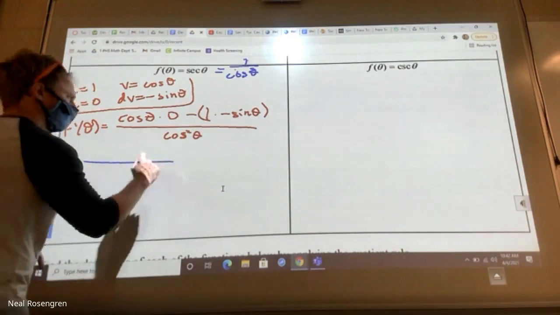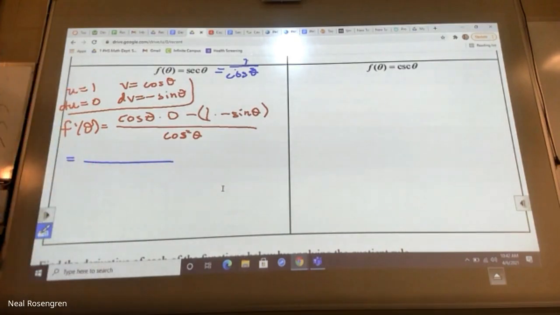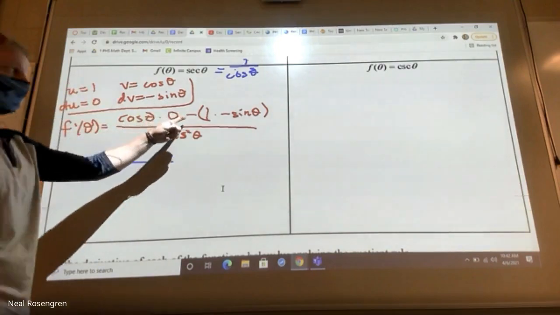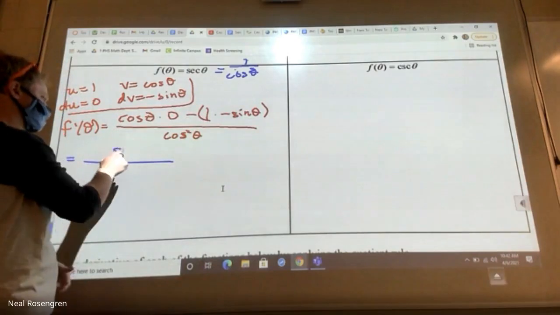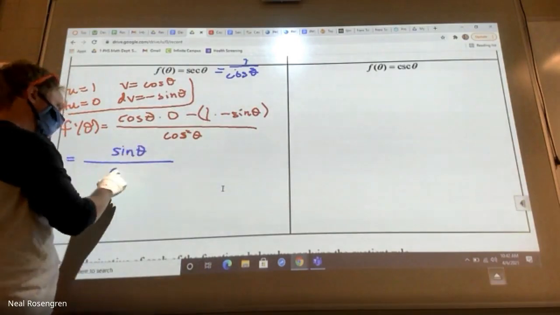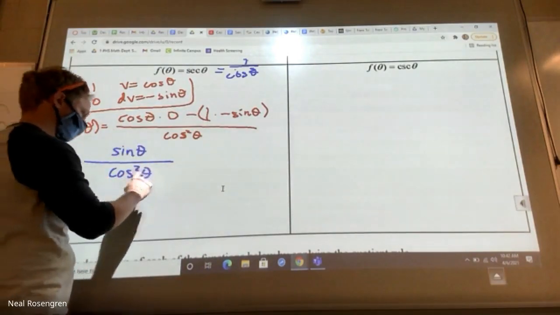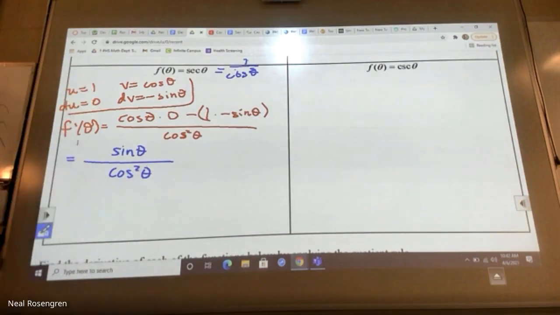All right, let's see what we get. Cosine theta times 0. Goodbye. So what's the only thing left up top then? Minus negative sine. So sine of theta over cosine squared. Now, the last one was really nice because it was just 1 over cosine squared, which was just secant. Now we've got kind of a combination, sines and cosines.